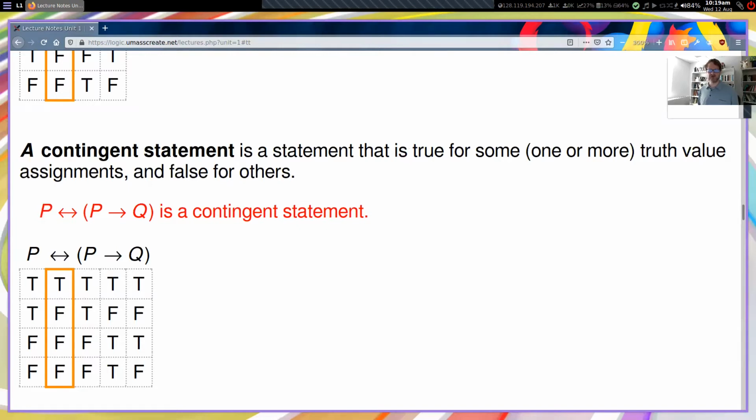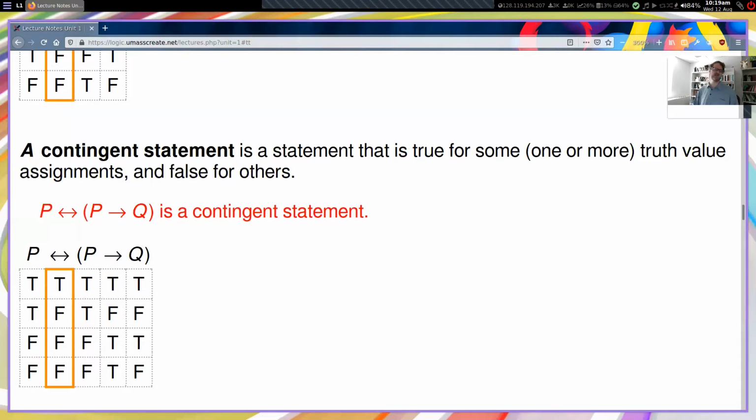So it's true for at least one of its truth value assignments and false for at least one. So P double arrow, if P then Q is a contingent statement. We see again there are 4 possible combinations for truth and falsity. So either P and Q are both true, P is true and Q is false, P is false and Q is true, P is false and Q is false.